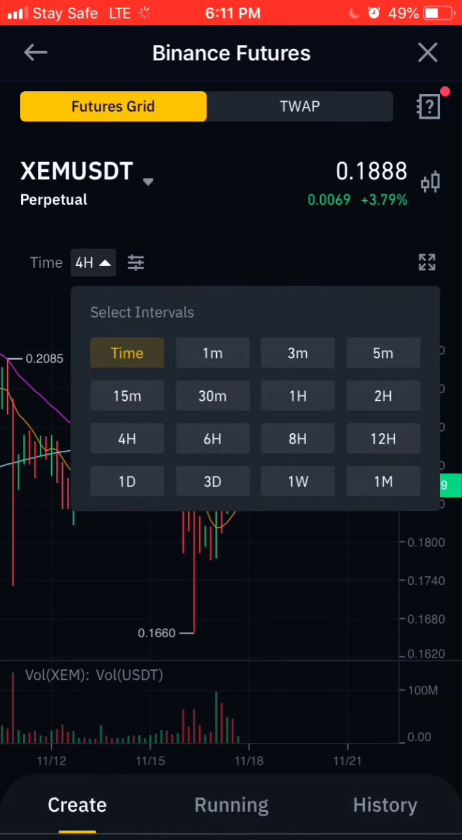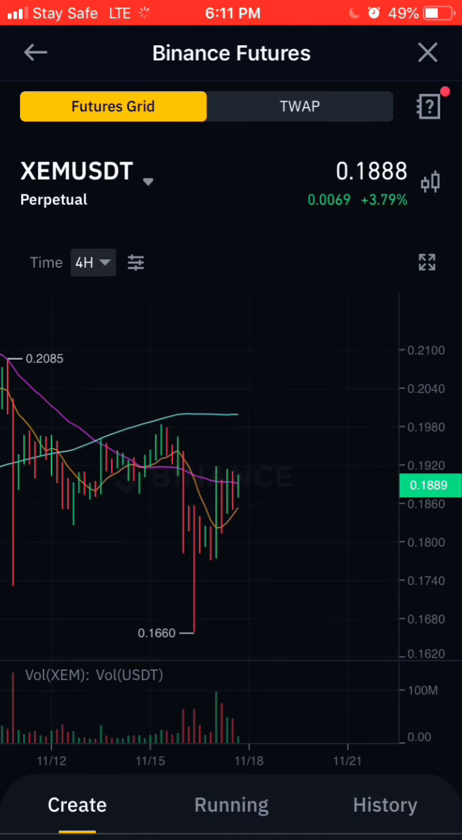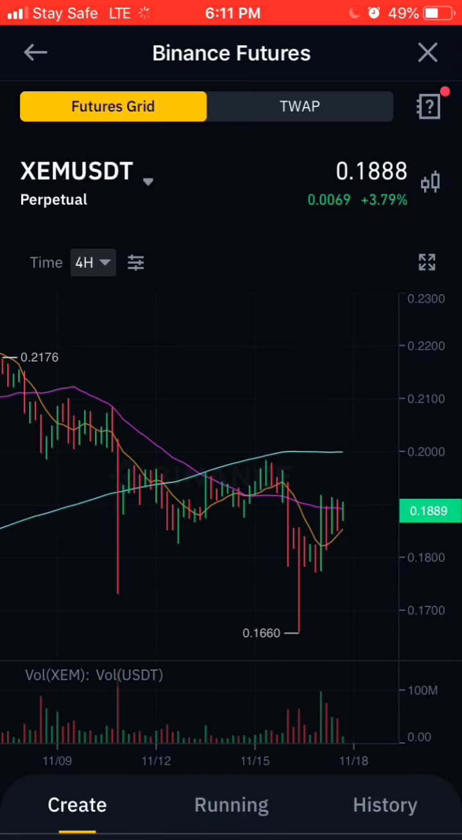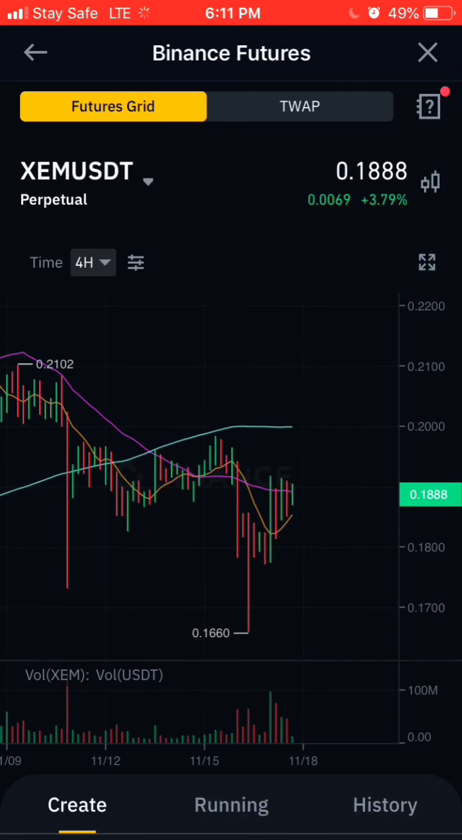Now I'm going to be making use of the 4-hour chart. The neutral bot is basically going to be shorting while the market is going up and longing while the market is going down. So you basically want to set your lower limit at an area of strong support, which identifies as resistance for a short position and support for a long position.